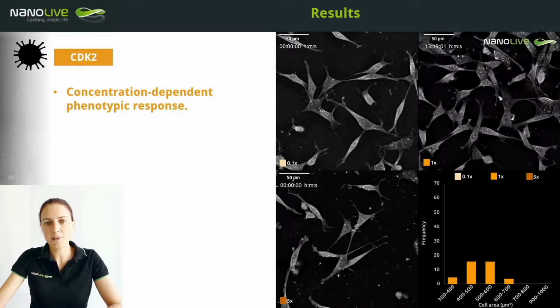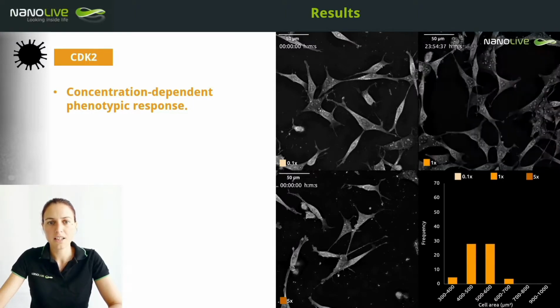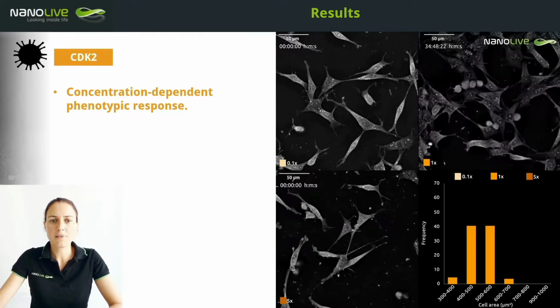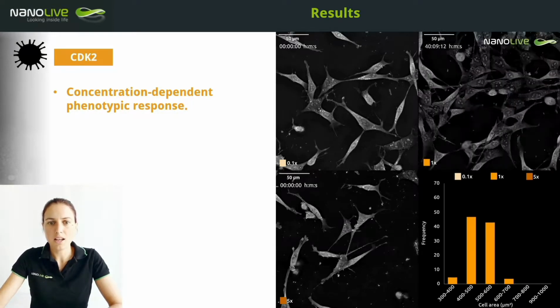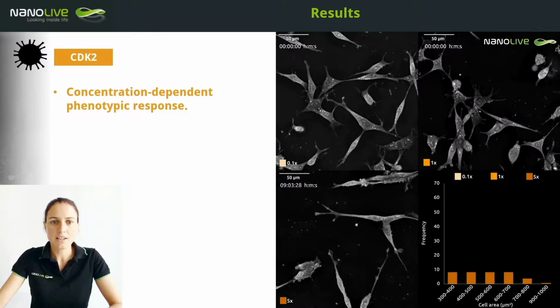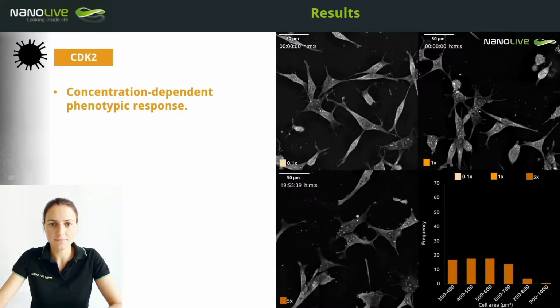The histogram in the bottom shows the distribution of cells according to their cell area. At 0.1 times the lowest concentration, cells are positively skewed. At 1 times the distribution becomes more normal, and at 5 times we see the emergence of a long tail on the right.